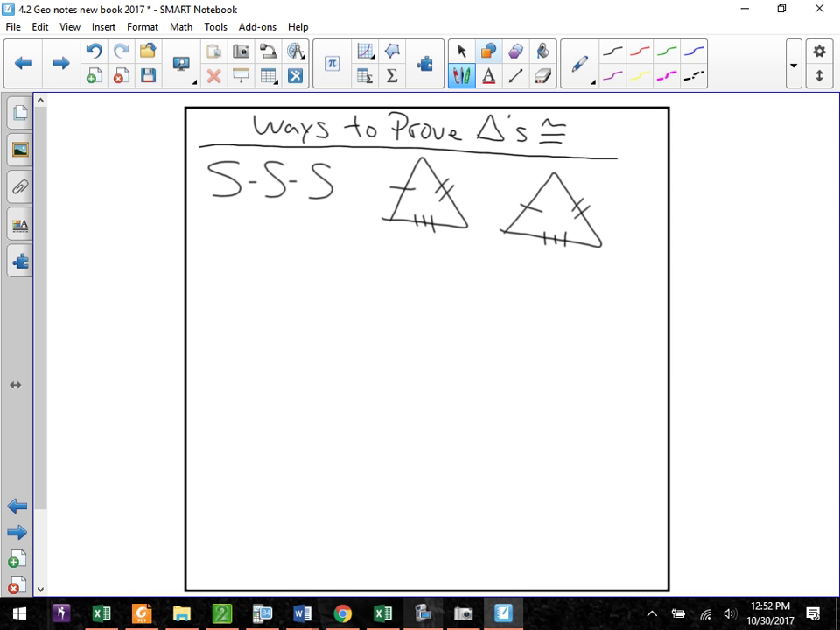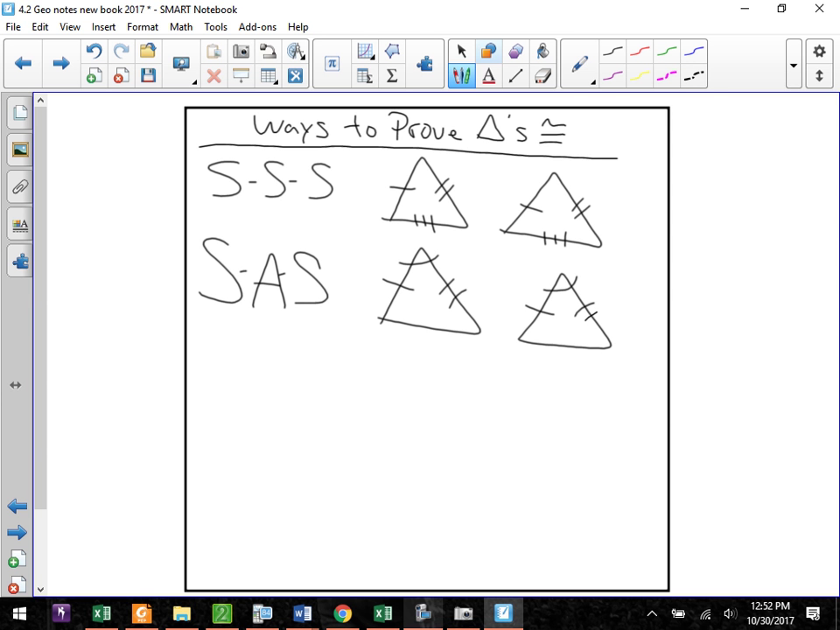And then I do the same thing with side, angle, side. And remember, two sides and the angle in between. Two sides and the angle in between. And that's what it would look like.